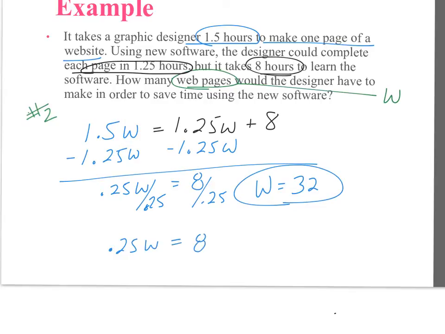Now, instead of dividing by 0.25, I could have multiplied by, remember this is 1/4, so I could have multiplied by 4. Because 4 times 0.25 would have made a 1W. 4 times 0.25, and that would have given me the same answer.